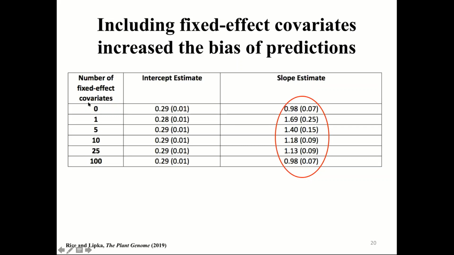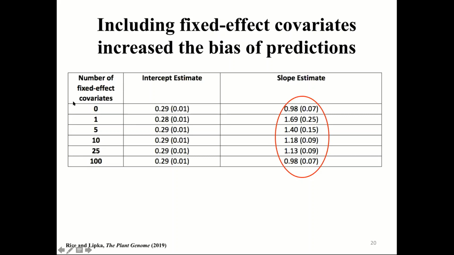So what we did here is illustrate an instance where we see an increase in the bias of our predictions after including a fixed effect covariate. This is just from one trait. I forgot to mention, what we're doing here is performing a simple linear regression where your y variable is the observed trait value and your x variable is your GEBV. If you have no bias in your predictions, you would expect your intercept estimate to be around 0 and your slope estimate to be around 1.